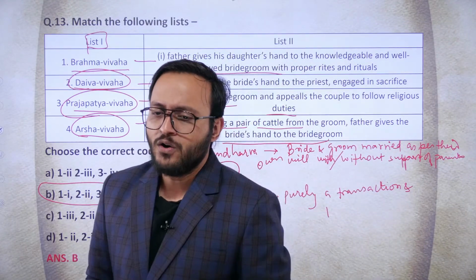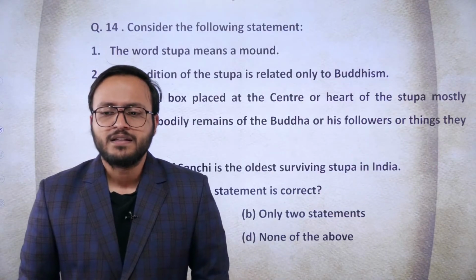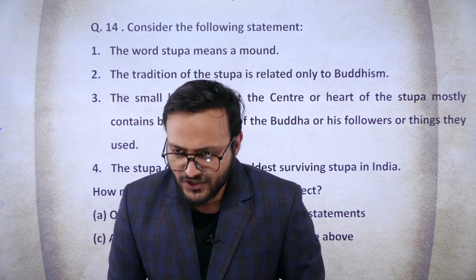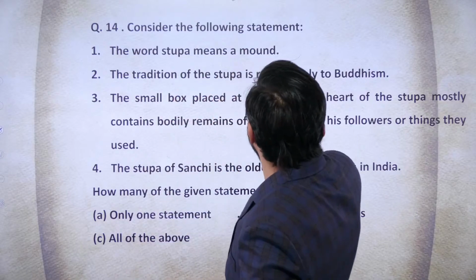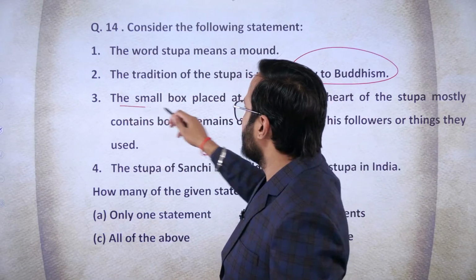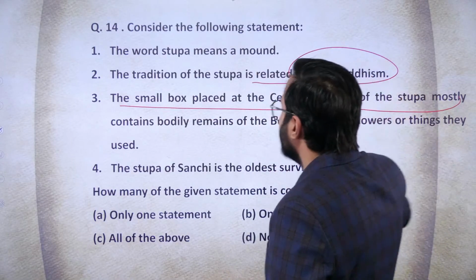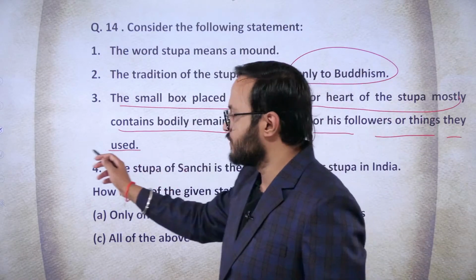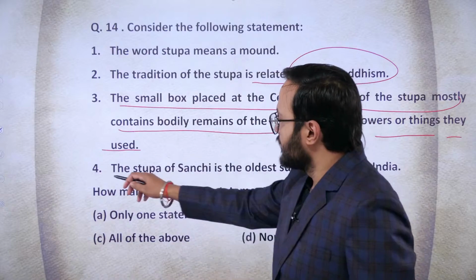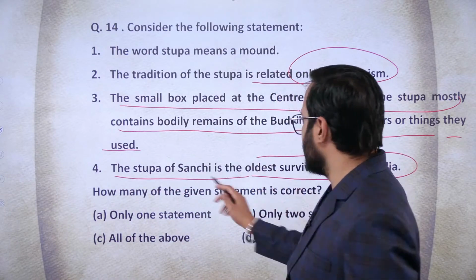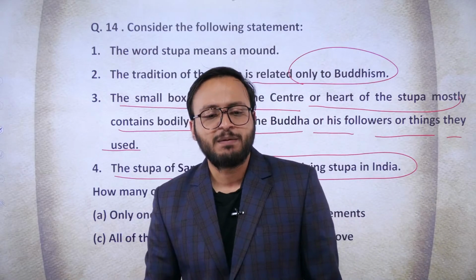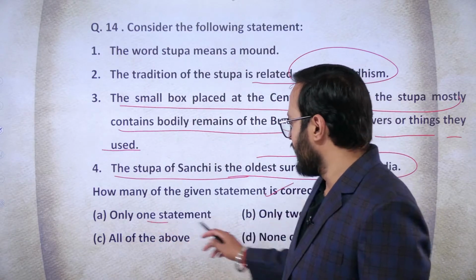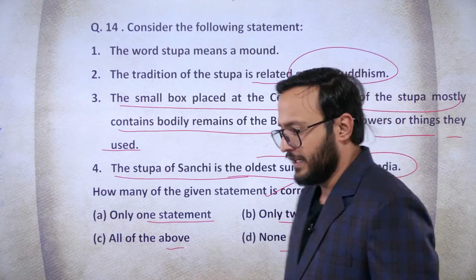Okay, everyone. Now coming to the next question, question number 14. Consider the following statements. The word stupa means a mound. The tradition of the stupa is related only to Buddhism. The small box placed at the center or the heart of the stupa mostly contains the bodily remains of the Buddha or his followers or the things they used. The stupa of Sanchi is the oldest surviving stupa in India. So, how many of the given statements are correct? Only one, only two, all of the above, or none of the above.